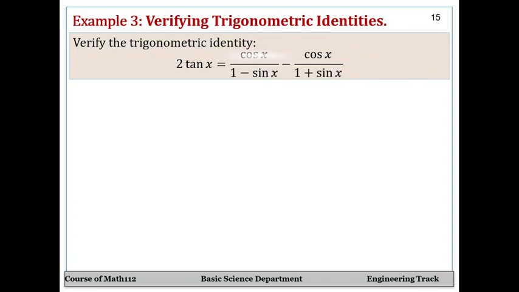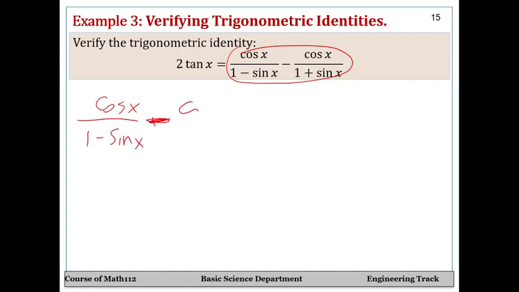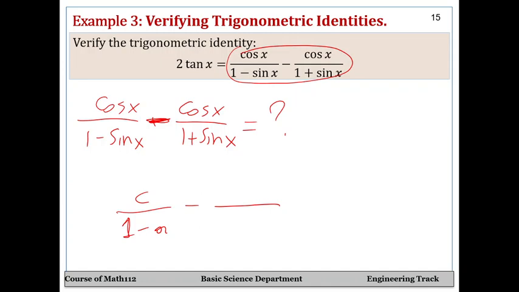Now let's do another example here. Verify the identity. Let's start from the complicated part. So cosine x over 1 minus sine x, minus cosine x over 1 plus sine x. How do we combine these two? This is the problem. Let me ask you this question. Assume you have a question like this, and assume this is like A only, so how do you do it?